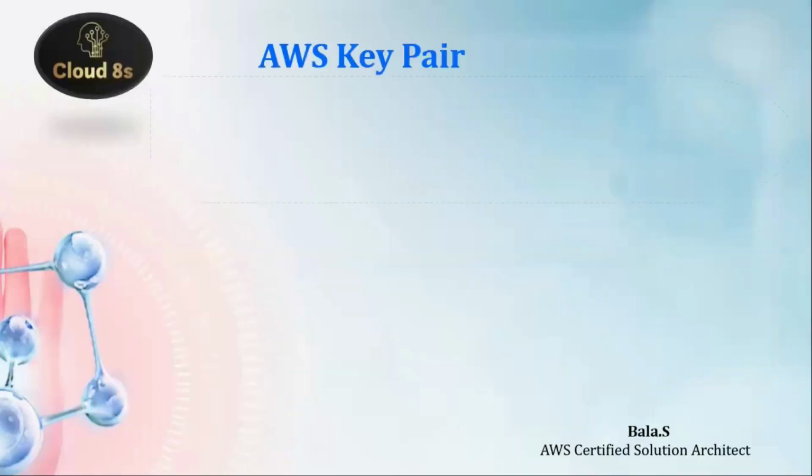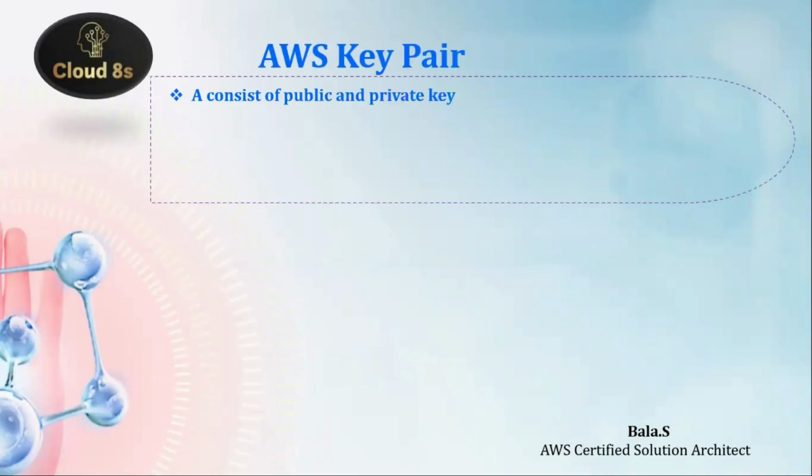Basically, an AWS key pair is a set of a public and private key. That means whenever we create an EC2 instance with a key pair, AWS will provision that public and private key. The public key will be stored at the EC2 instance level, and the private key will be stored on our local machine, so we can connect to our EC2 instance in a secure manner.